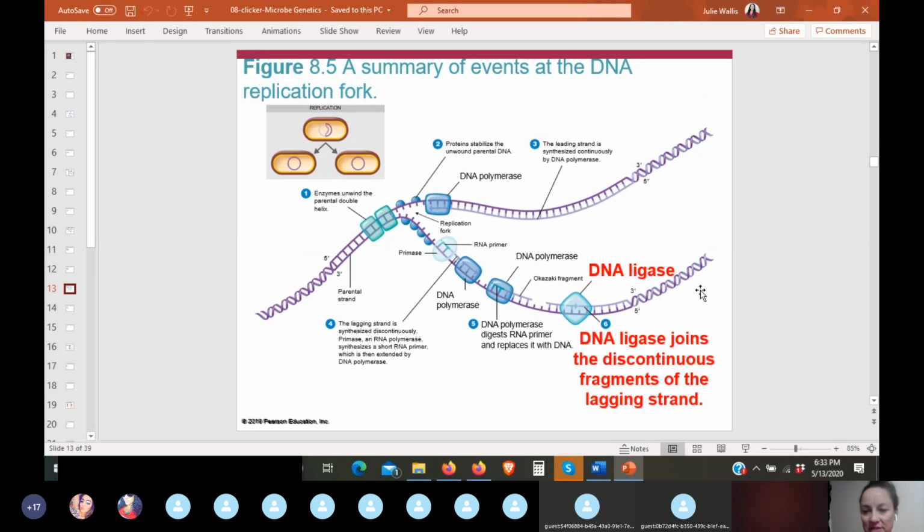This is just that same picture. I just highlighted the DNA ligase. So DNA ligase seals or glues back together the fragments that are called the Okazaki fragments, and then they're also called the discontinuous fragments on the lagging strand.